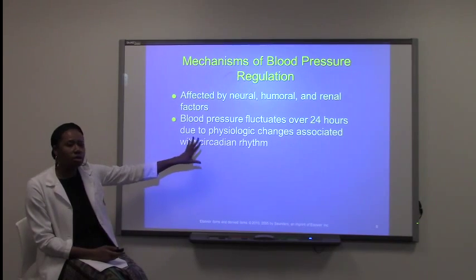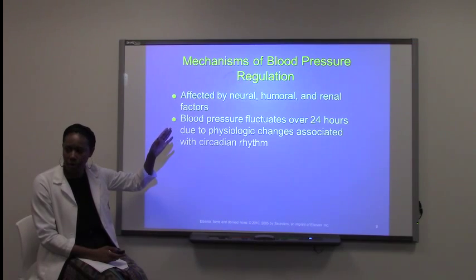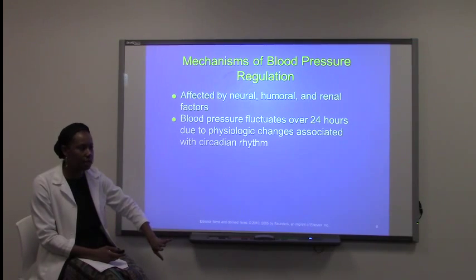Blood pressure, we know, also fluctuates over 24 hours in a day. We know what happens when we first wake up in the morning with blood pressure as opposed to when you go to bed at night, okay?